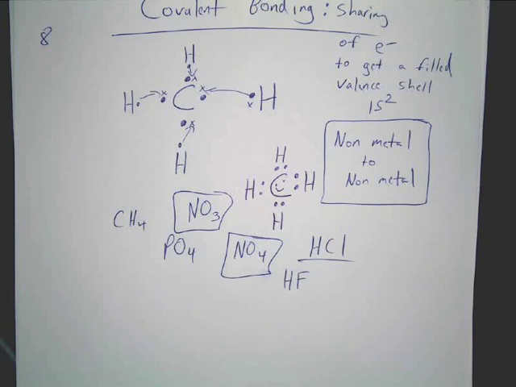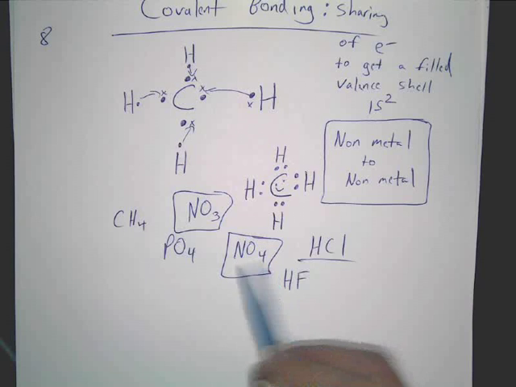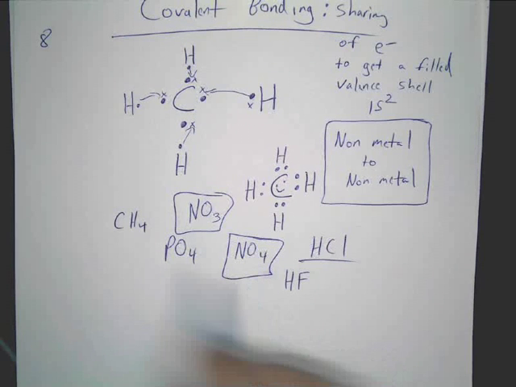Which one? The 4 one, you can't get it because it doesn't equal out. Yeah, that one, I kind of goofed up. I was going to write NO3. So, covalent is non-metal to non-metal.